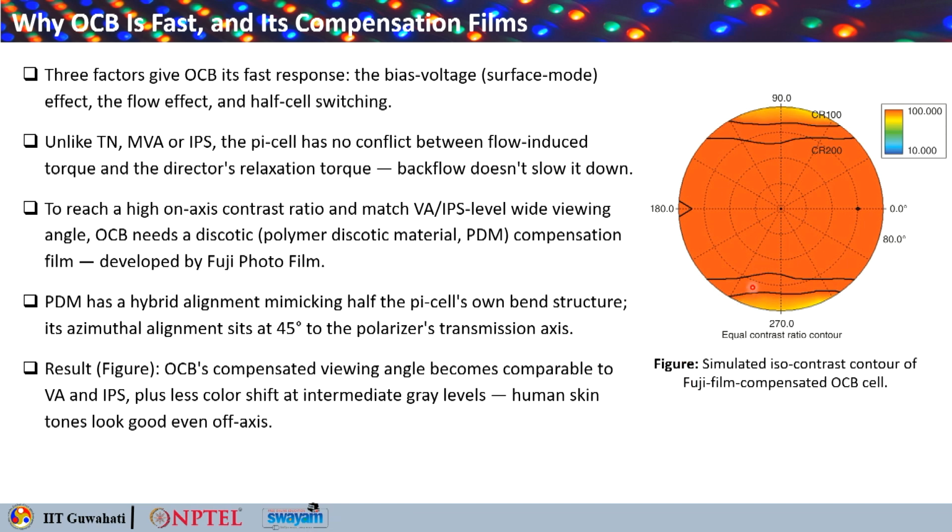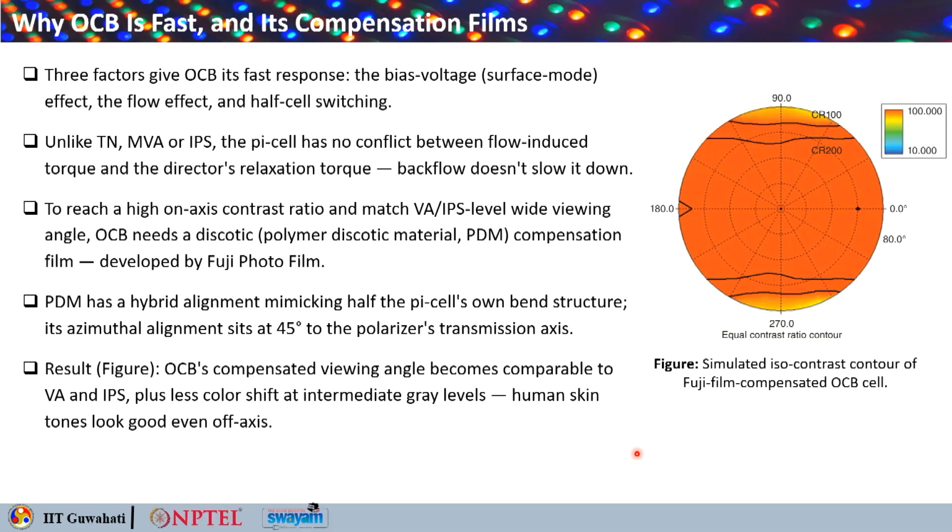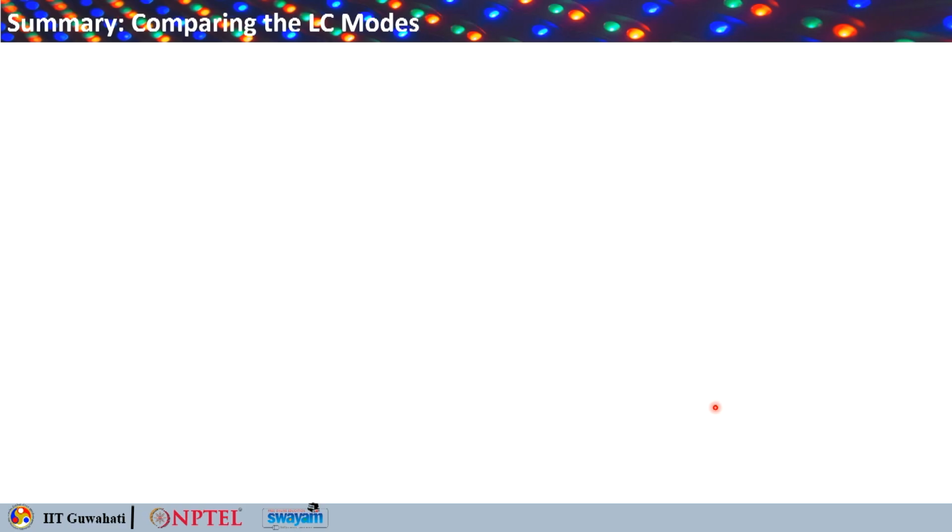So here you can see the simulated isocontrast contour of the Fujifilm compensated OCB. The blue one is like 10 and the red ones are like 100. So here you can see very high contrast in all those directions. So with this OCB with compensation, the viewing angle becomes comparable to the vertical alignment and the IPS, plus less color shift at intermediate gray levels. So in this case the human skin tones look good even off axis.